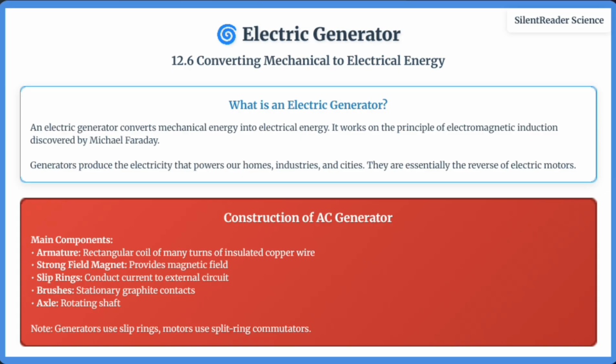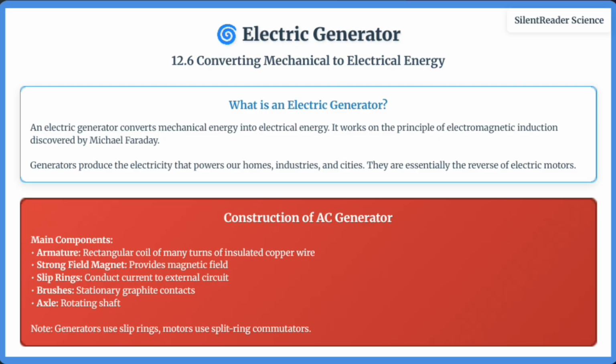The main components of an AC generator are the armature, which is a rectangular coil of many turns of insulated copper wire, a strong field magnet that provides the magnetic field, slip rings that conduct current to the external circuit, brushes which are stationary graphite contacts, and an axle which is the rotating shaft. Note that generators use slip rings, while motors use split ring commutators.